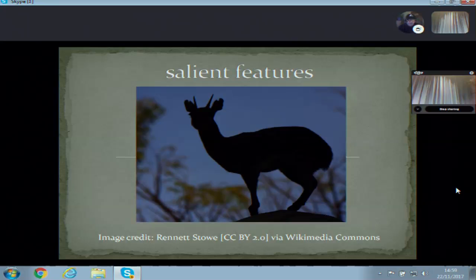So, salient features, which is one of the focuses of this paper. Now, the more observant of you might notice that this is actually not a horse. What I'm trying to illustrate here is that lots of different species have salient features, and to be able to stand back and look at them, a silhouette is a good way to look for things that might be distinguishing or salient features.